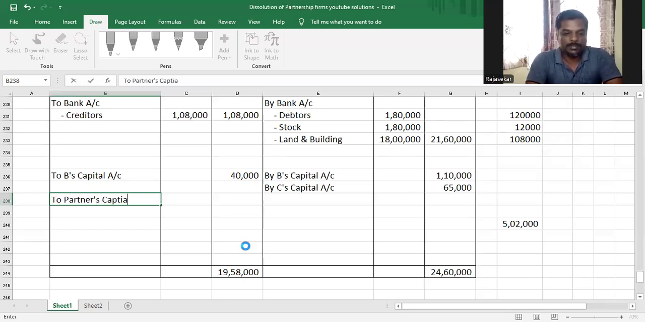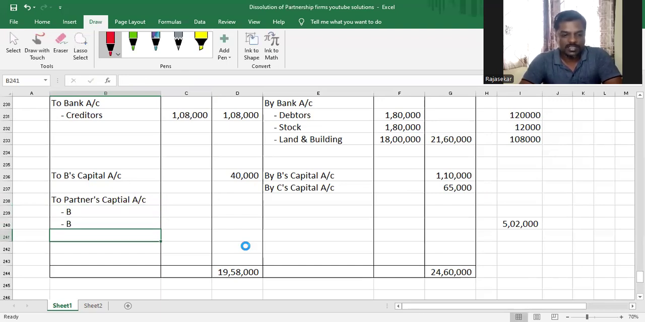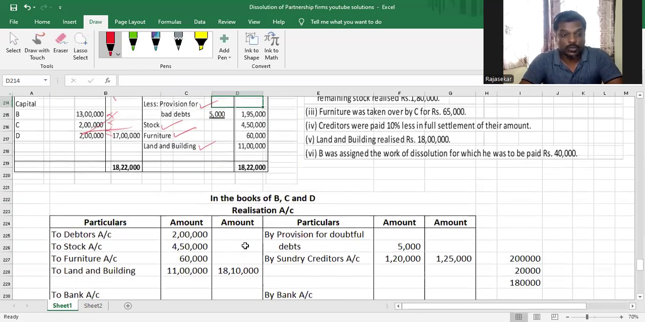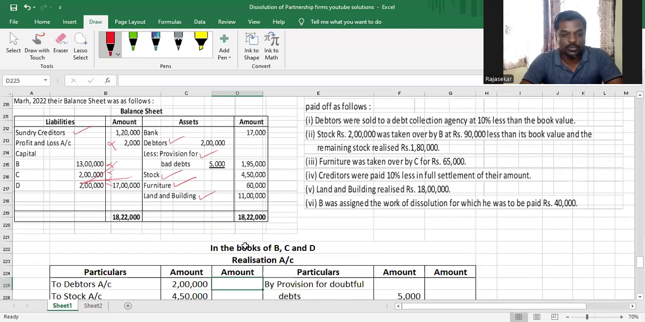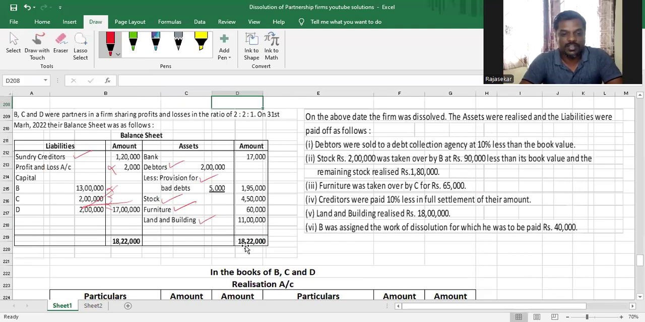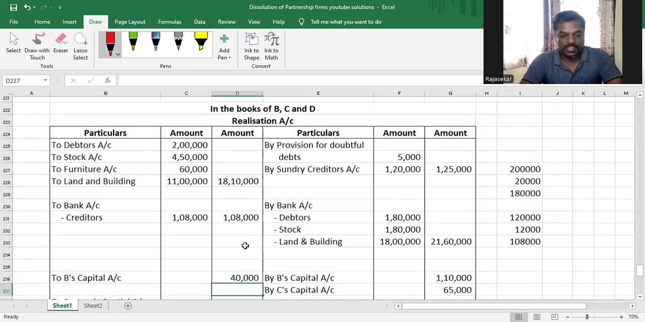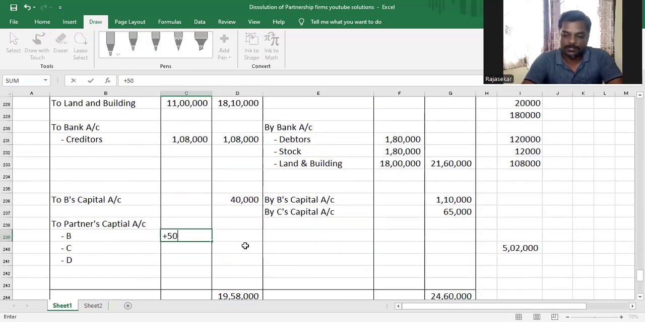Profit will be distributed to the partners. So to partners' capital accounts, B, C, and D. And the profit will be distributed in their old profit sharing ratio. The old profit sharing ratio happens to be 2:1 in the question. It was given in the first line of the question. So that 5 lakh 2,000 will be distributed in the ratio 2:1. Understood or not, my dear children?